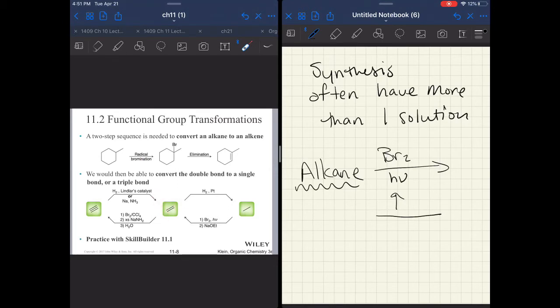In step 1, you can put a bromine on either side. And then in step 2, you can eliminate with excess Na and NH2. Now, working up with water just prevents you from having that negative charge there. That's the only reason you need that.